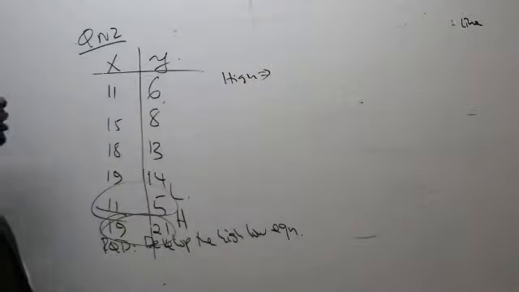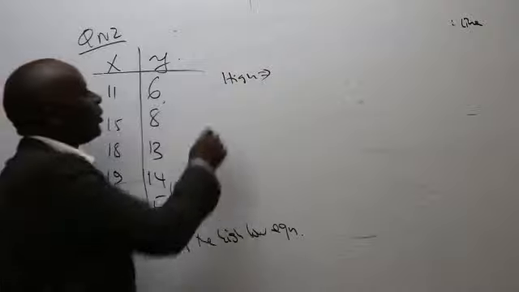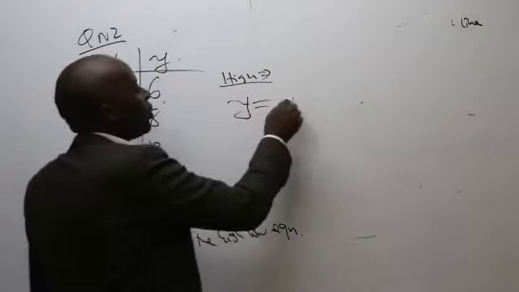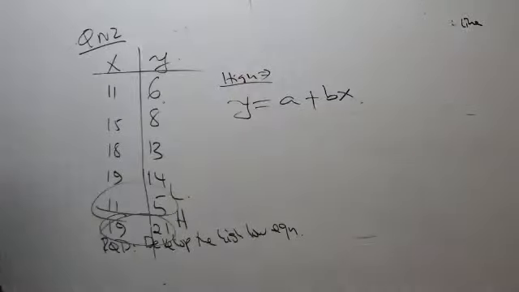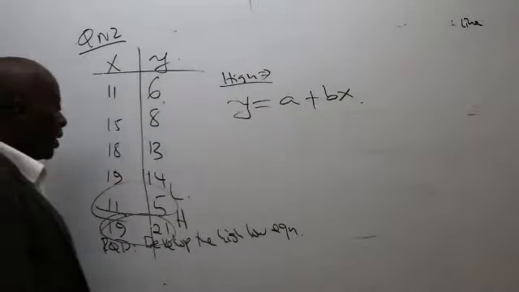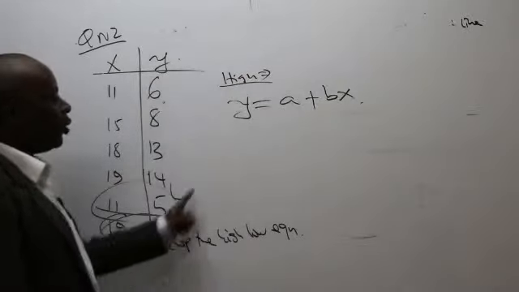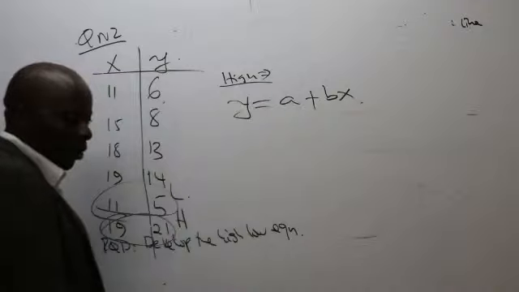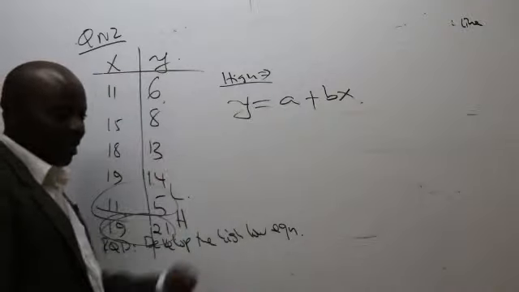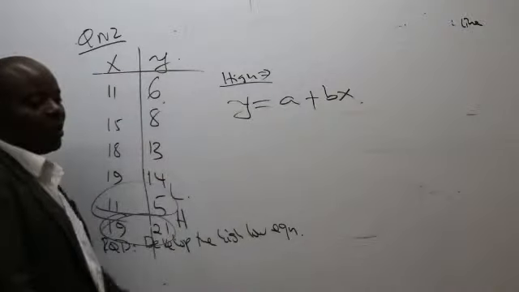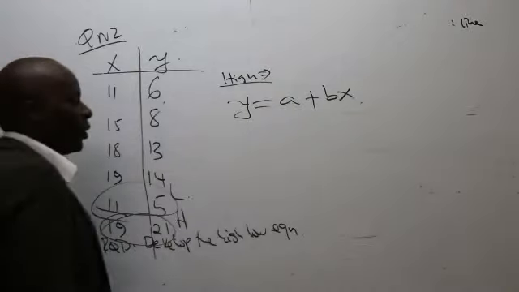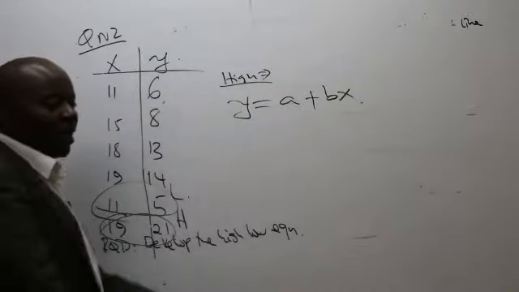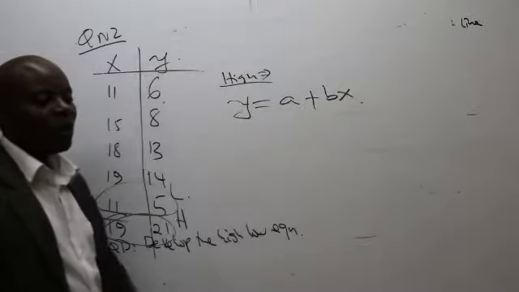Now, ladies and gentlemen, having discovered that, the next thing is to develop the equations. So we have here y equals a plus bx. In this case, using the high, could you kindly give me the first equation? We normally start with the high. Using the high, how will the first equation look?